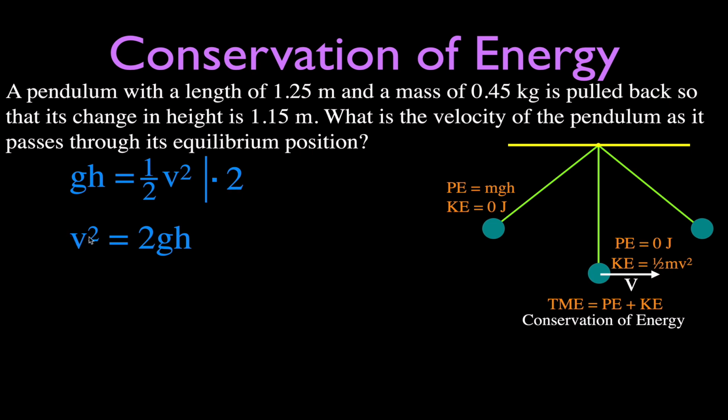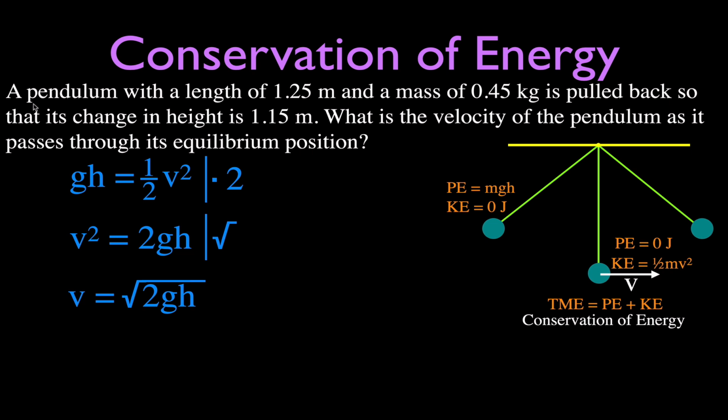Now we want to get rid of the squared for the velocity, because we want to know just what is the velocity, not what is the velocity squared. So we're going to take the square root of both sides next, and that means that the velocity of the pendulum as it swings through its equilibrium position is going to be equal to the square root of 2 times g, the acceleration due to gravity, times h. Okay, that's how we're going to calculate.